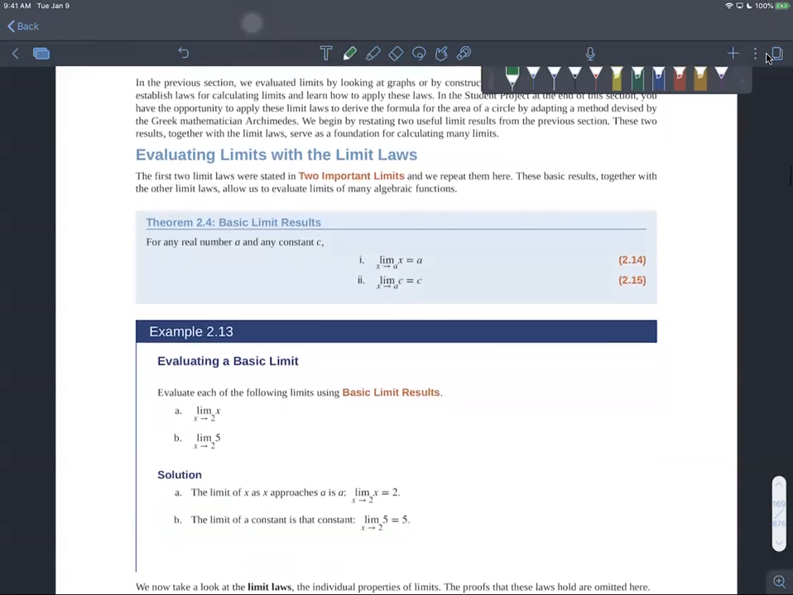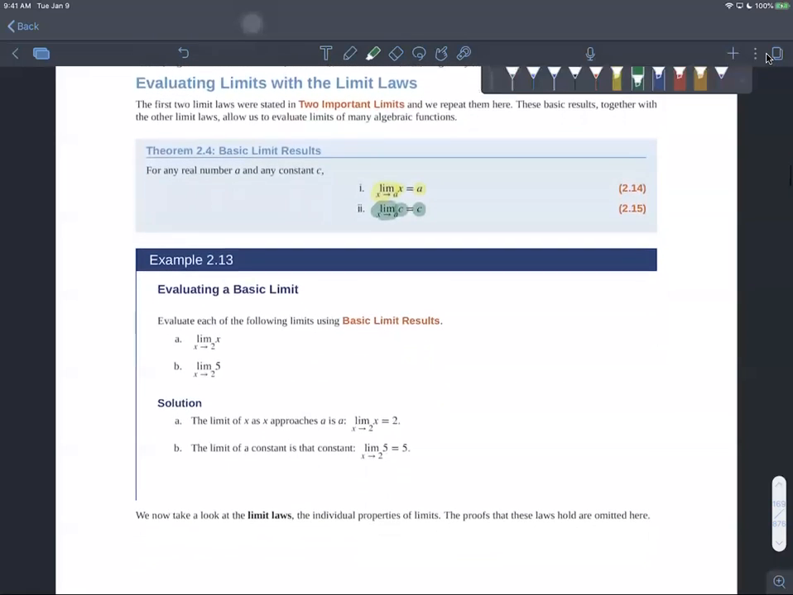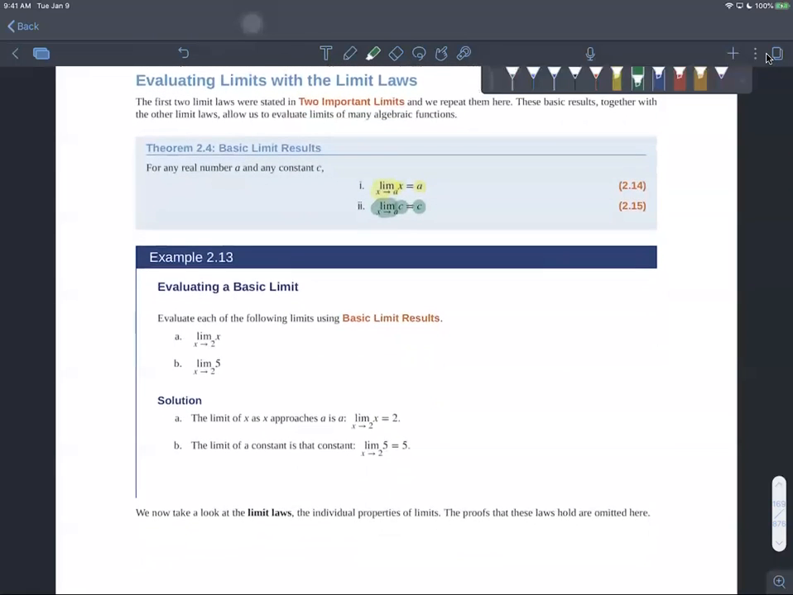Theorem 2.4, the basic limit results. For any number a and any constant c, the limit as x approaches a of x is a. Okay, and we went over that. That's pretty clear. Then the limit as x approaches a of a constant function c is equal to c. Okay, again, that's not too unexpected.